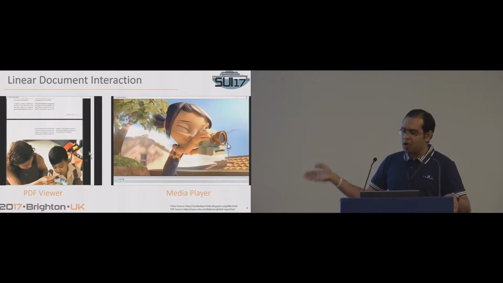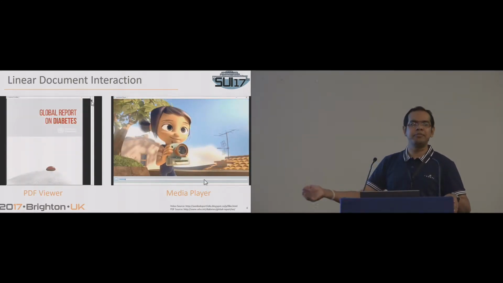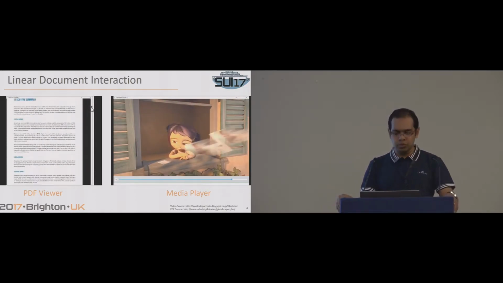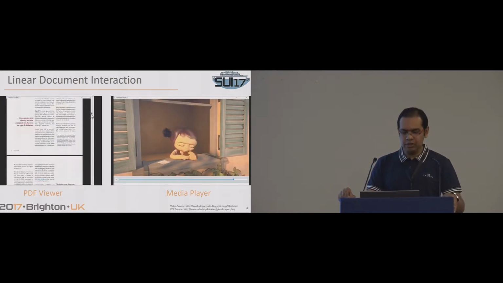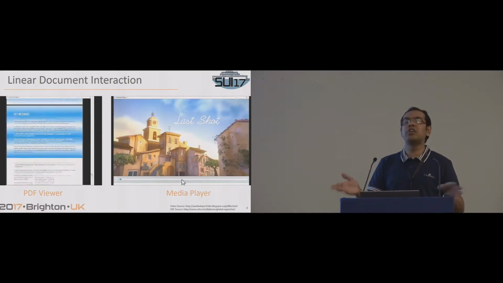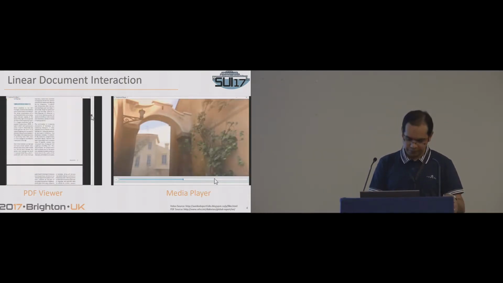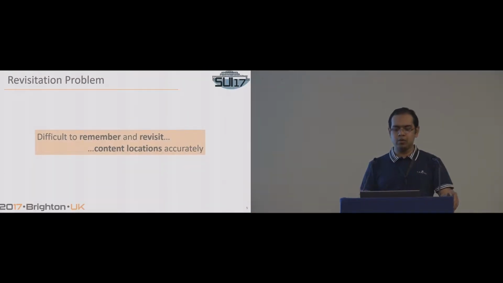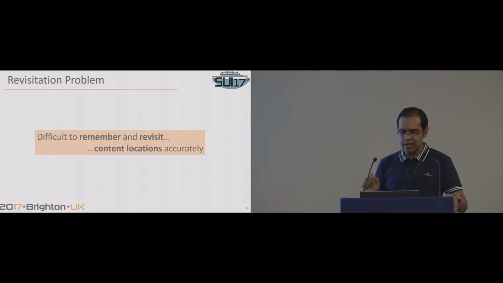However, all the locations of the controllers look the same. So it can be difficult to develop spatial knowledge of the document and eventually difficult to navigate back to those locations that the user has already visited. Which brings us to the problem that we have focused on in this work: it's difficult to learn and revisit linear document locations efficiently and accurately.